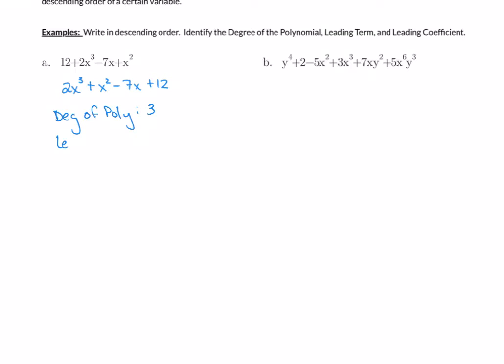What is our leading term? Now that it's in descending order, it's the first term. And our leading coefficient is 2.